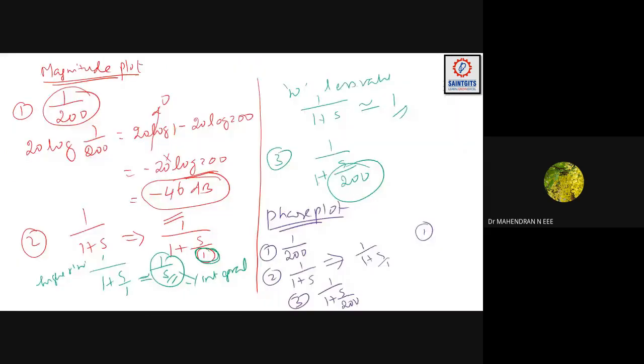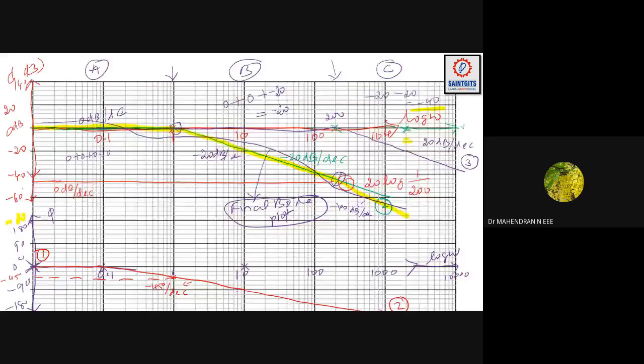The last term will be 1 by, s divided by 200. So 200 divided by 10 will be 20, and 200 into 10 will be 2000. So this is the approximation, and we have to start the phase plot at 20 and end at 2000. So where is 20 here? This is 20, and where is 2000? 1000, and here it will be 2000.